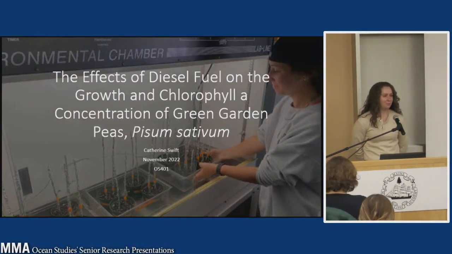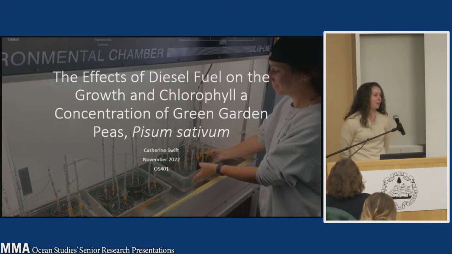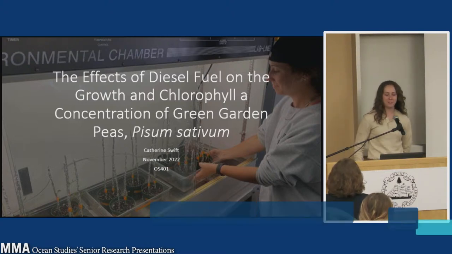Okay, so I'm going to be talking about the effect of diesel fuel as a soil contaminant on both the growth and the chlorophyll A concentration of green garden peas, also known as Pisum sativum.